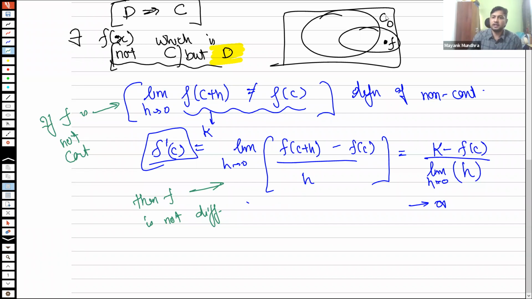So there are no functions which are differentiable but not continuous, but there are certain classes of functions, let's say g of x here, which is continuous but not differentiable. Can you give me an example of a function that is continuous but not differentiable?